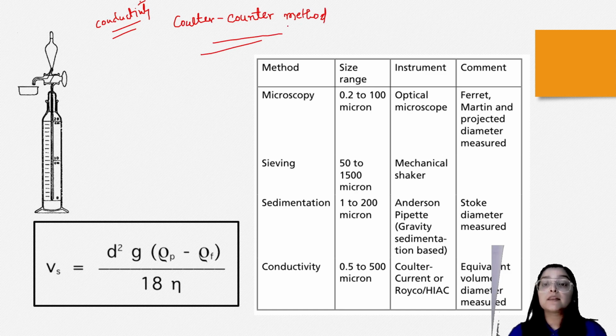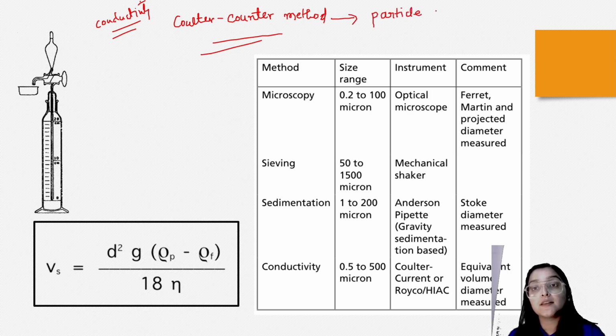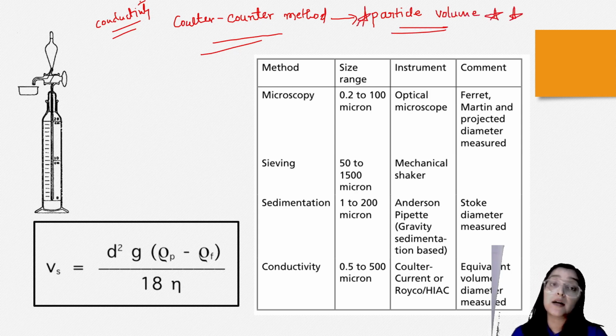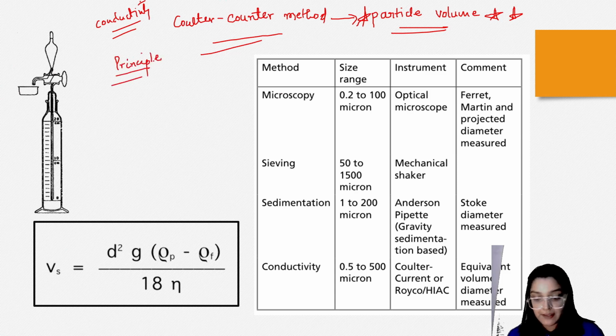This method is based upon the determination of particle volume. Very important. This line itself says very important. It helps you to determine the particle volume from the size ranges as mentioned below. Then comes its major principle, its basic principle. You should know its basic principle. Very important, please mark it.